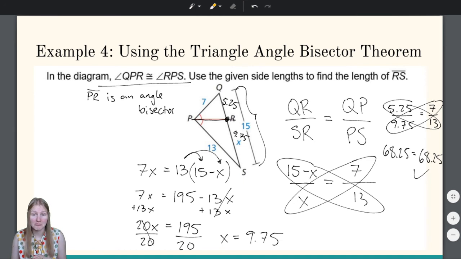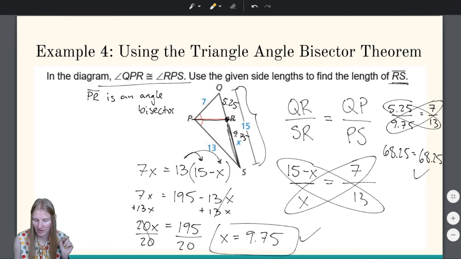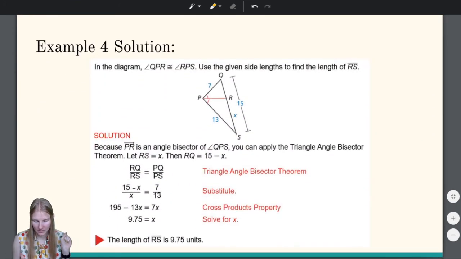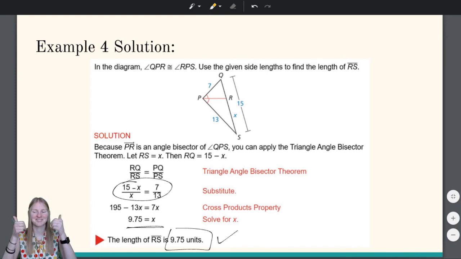Decimal was correct. So another way that we can check is, oh wait, we wanted to find the length of RS. Okay, we did. RS is X and X is 9.75. Okay, just making sure that we finished the problem before we go on to check our answer. So 15 minus X over X equals 7/13. That's what we had. Cross multiply and we get that X is 9.75, or RS is 9.75 units. Units because they didn't tell us whether we were in feet or inches or centimeters or something like that.